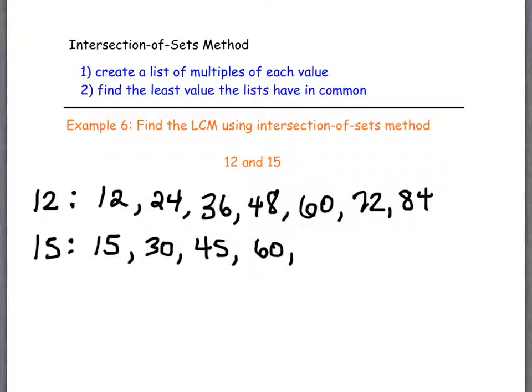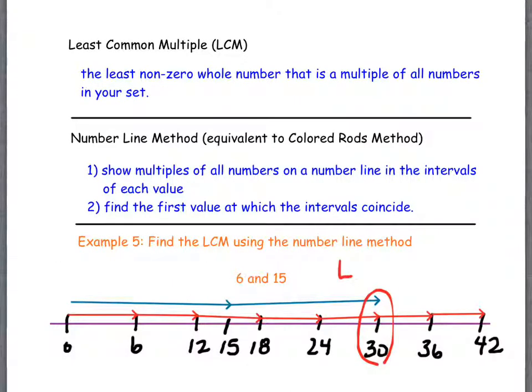Let's just do one more. 75. Okay, good. As soon as you find a matching pair, you can stop. I actually went one beyond, but what matches? 60. This is the least multiple that they have in common. These are all multiples. Multiples of 12, multiples of 15. The one they have in common that is the least is the number 60. So the least common multiple here is 60. I didn't write it over here. Perhaps I should have. The least common multiple in your previous example would have been the number 30.